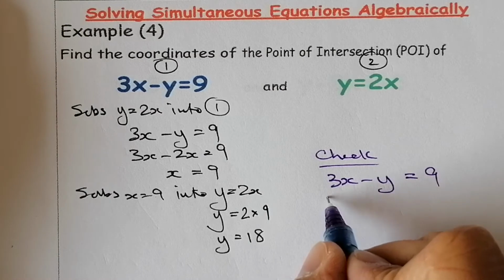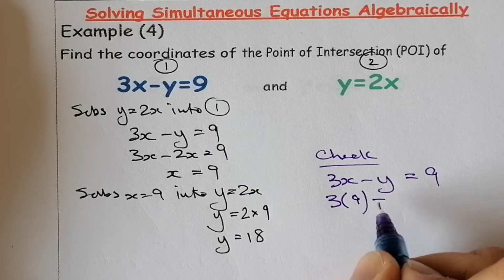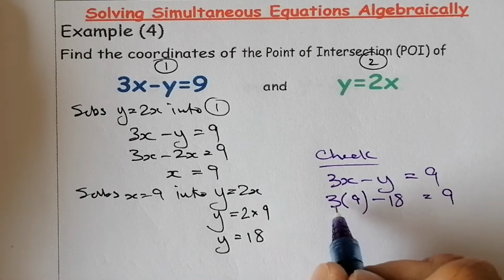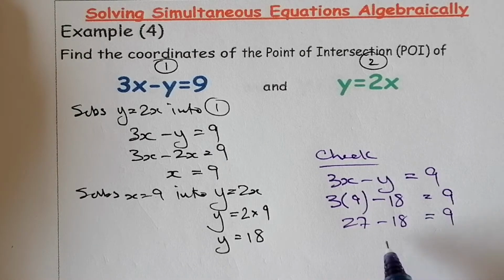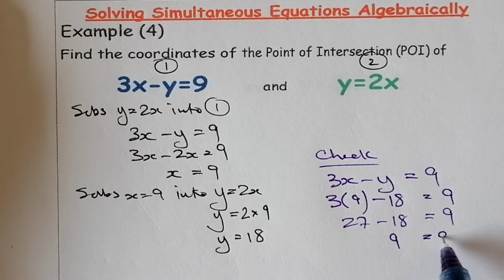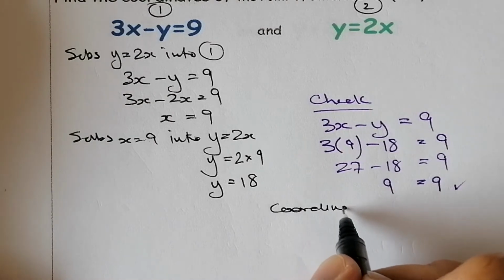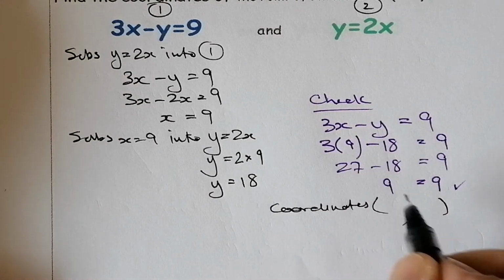So 3 times x, so 3 times whatever 9 is. Okay, there we go. 9 is the x value. Take away the y value, 18, equals 9. So 3 9s, 27. Take 18 away from that, and what we should get is 9. Good. Balances up again. Okay, so what we'll get for a final answer for the coordinates of the point of intersection are going to be 9, 18.